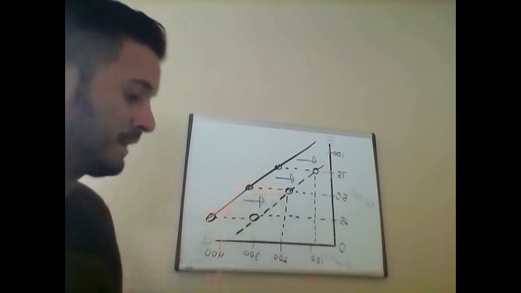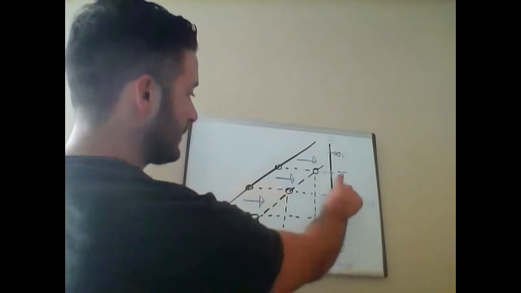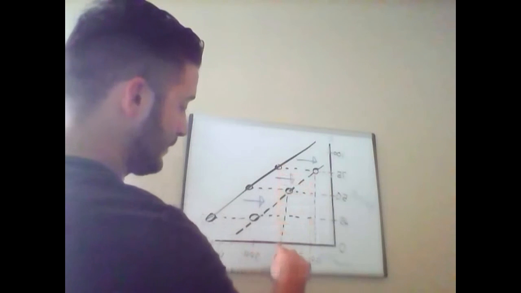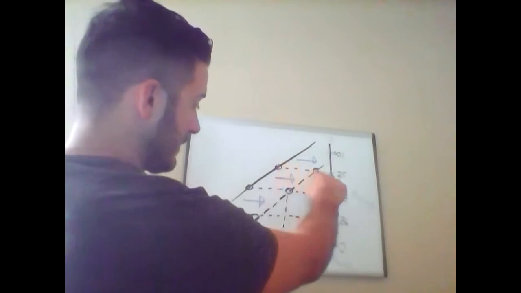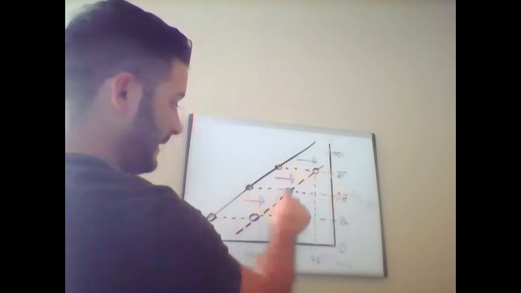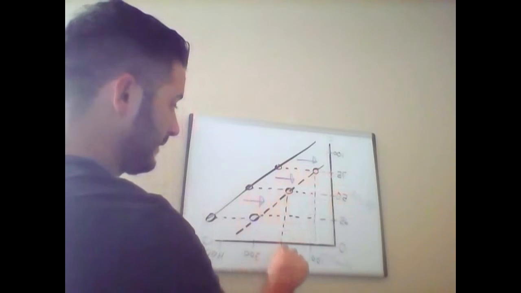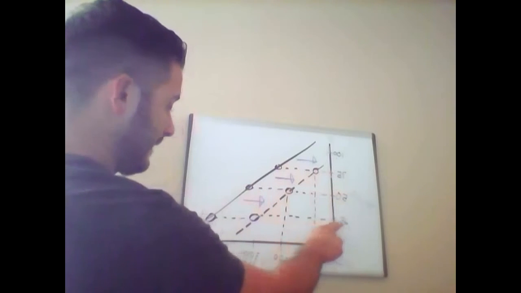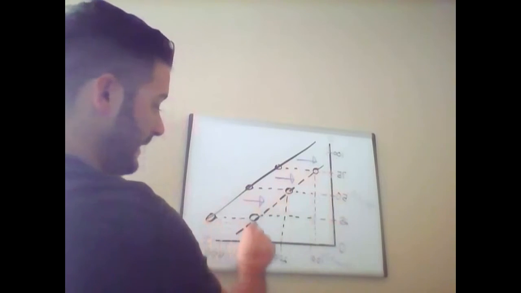So you can see at the same price point, $75, they used to demand 200, now they're only at 100. At 50, they used to demand 300, and now they're at 200. And lastly, with 25, they used to demand 400, and now that is 300.